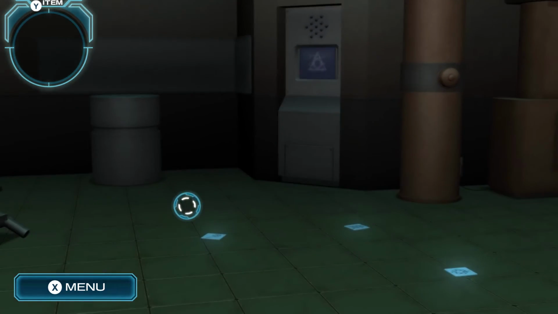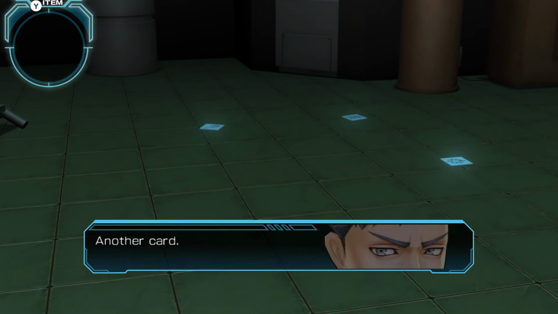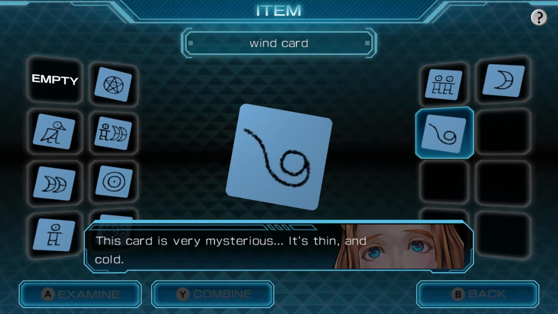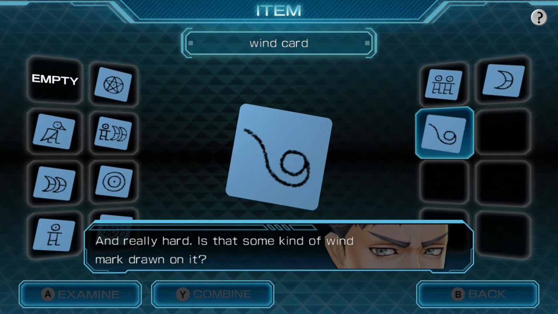Alright, so nothing up there, so... Let's just pick up the rest of the cards, I guess. A wind card. This card is very mysterious. It's thin and cold. And really hard. Is that some kind of wind mark drawn on it?